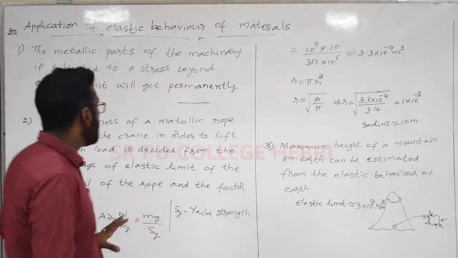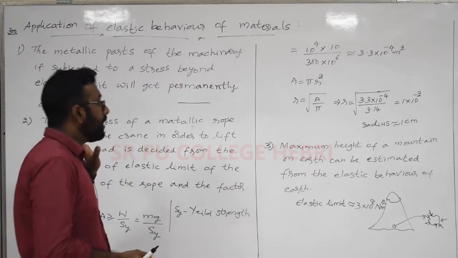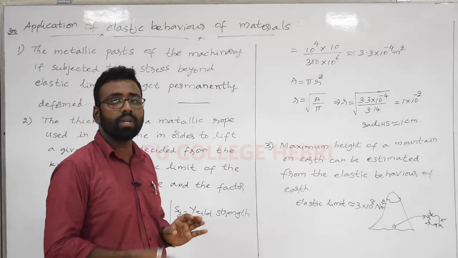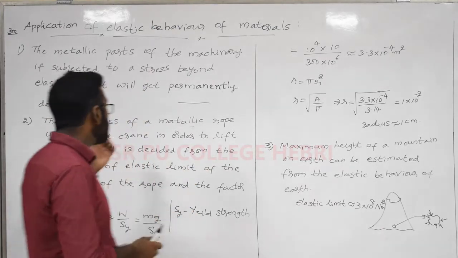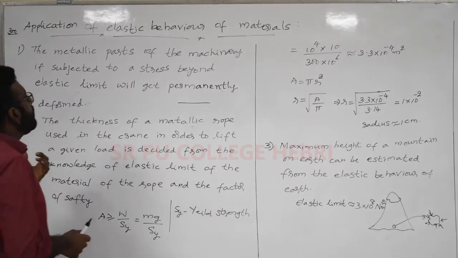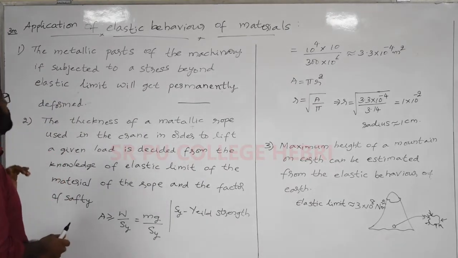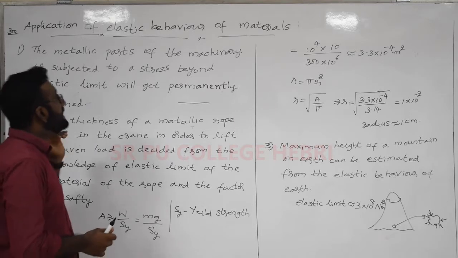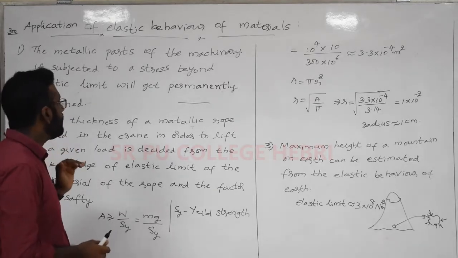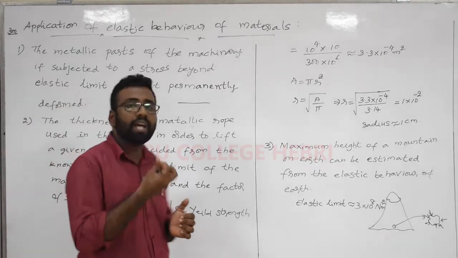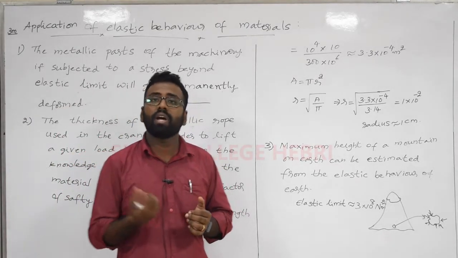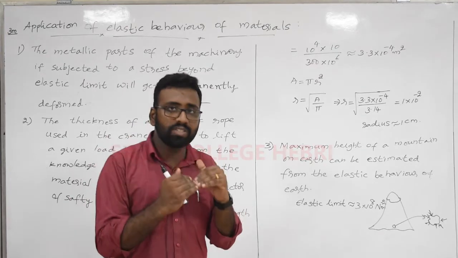So for this 3 mark question, I have mentioned 4 applications. Any of the 3 you can write for the examination. The first application tells you about the metallic part of the machinery: if subjected to stress beyond its elastic limit, it will permanently get deformed. Every material has got an elastic limit. We have discussed the elastic limit in the previous class.